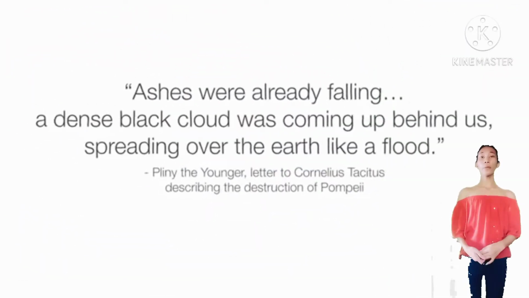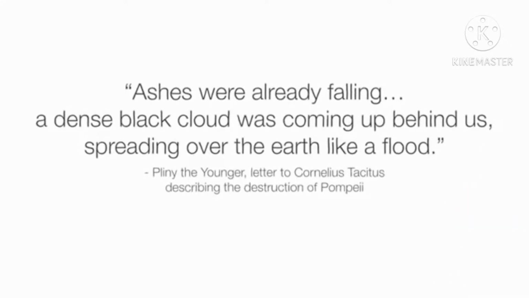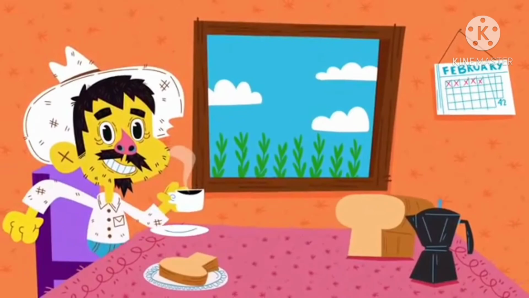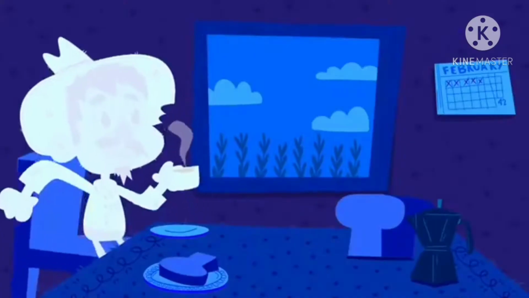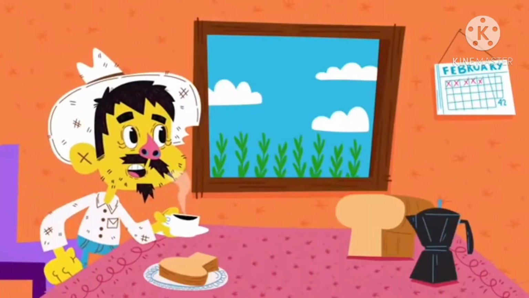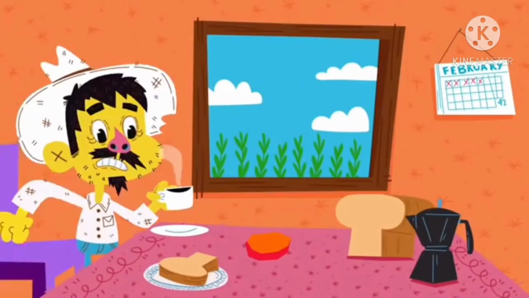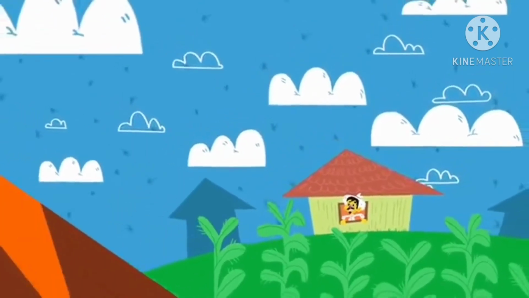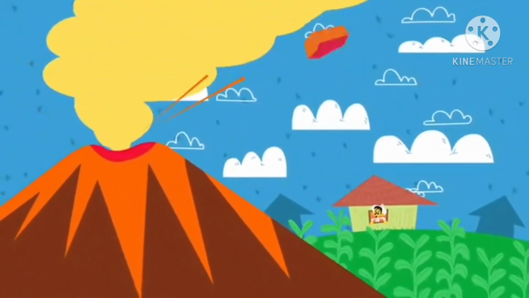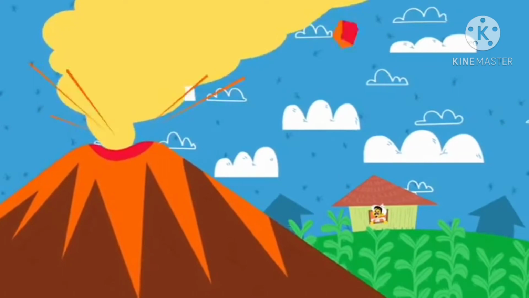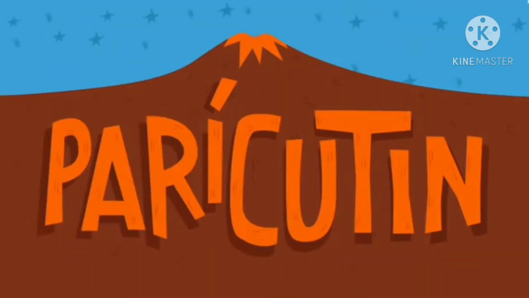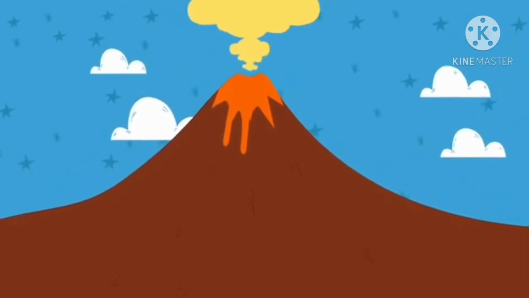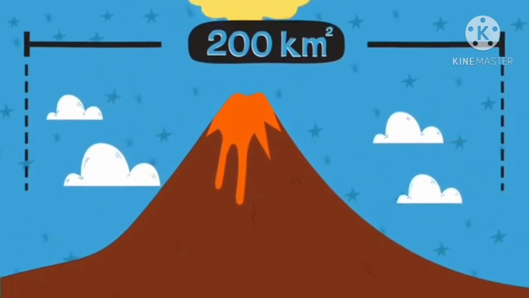Ashes were already falling. A dense black cloud was coming up behind us. In February of 1942, Mexican farmer Dionisio Pulido thought he heard thunder coming from his cornfield. However, the sound wasn't coming from the sky. The source was a large smoking crack emitting gas and ejecting rocks. This fissure would come to be known as the volcano Paracutin, and over the next 9 years, its lava and ash would cover over 200 square kilometers.